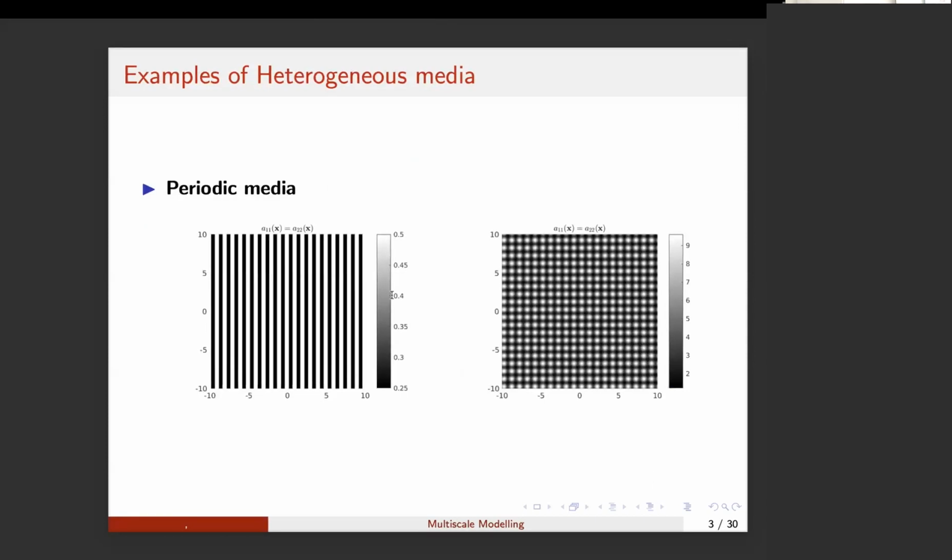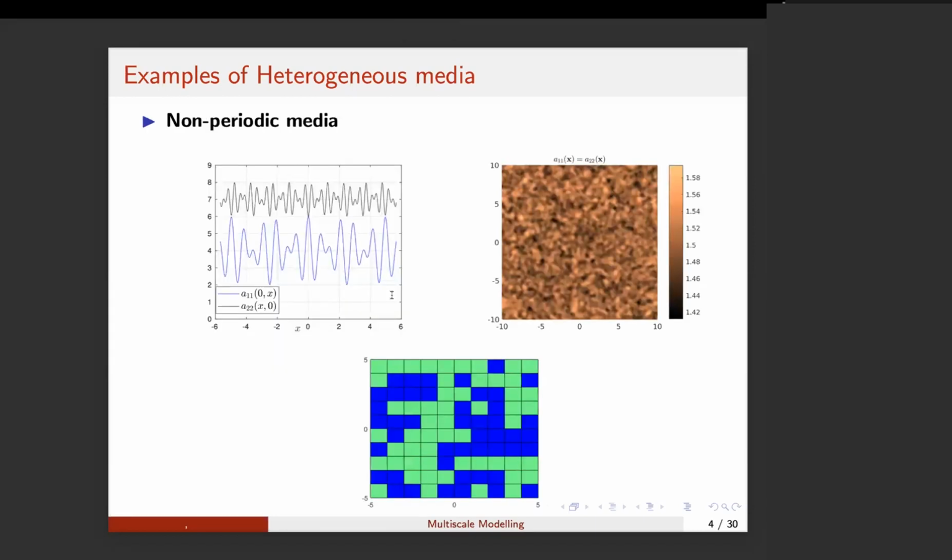Here I would like to give some examples of heterogeneous media. Some of them will be valid for the theoretical cases that we study, and some of them are relevant for the numerics that we do. Here you see two periodic materials. The first one is a discontinuous coefficient, and the second one is a smooth coefficient, but both vary at a very small scale. And then there are also examples of non-periodic media.